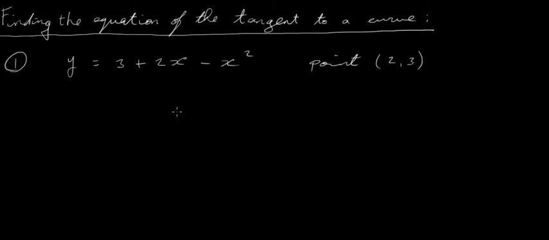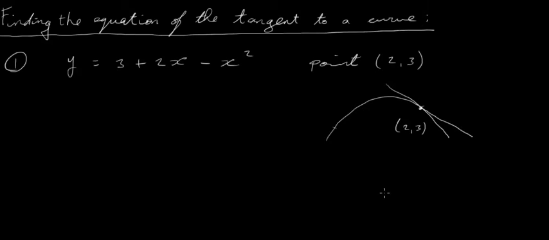So this is a quadratic function here. It's going to look something like this, and somewhere along here you'll have a point, and that point will be 2, 3. X is 2, y is 3, and we're going to have a tangent here, so that will come down along this way roughly. So it'll look something like that.